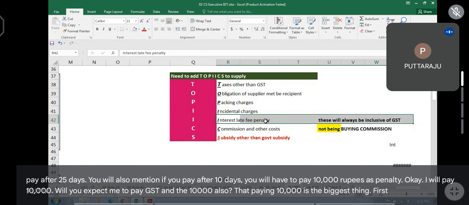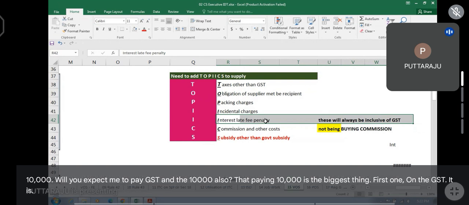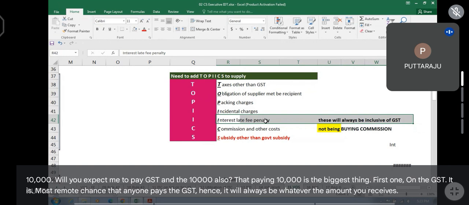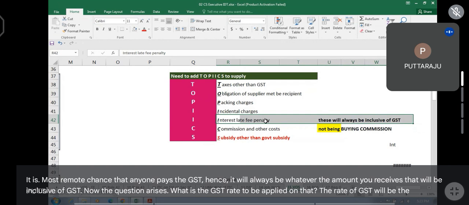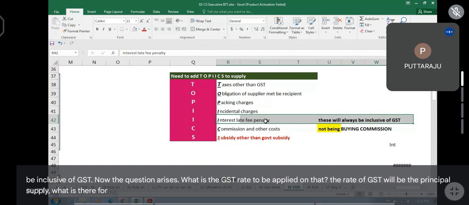It is most unlikely that anyone pays GST separately on it. Hence, whatever amount you receive will always be inclusive of GST. Now the question arises, what is the GST rate to be applied on that? The rate of GST will be that of the principal supply. For that rate you have to apply on that interest. There are many things, right?